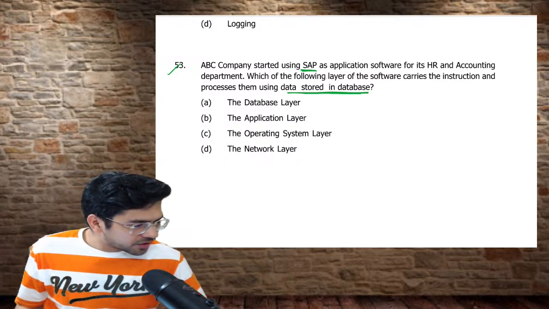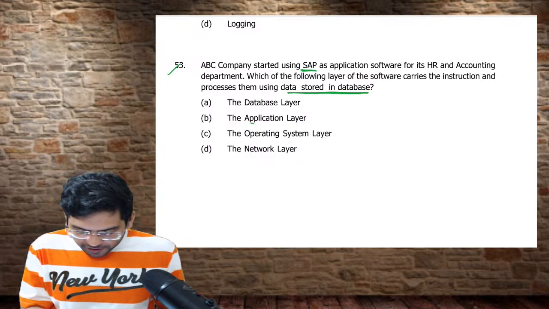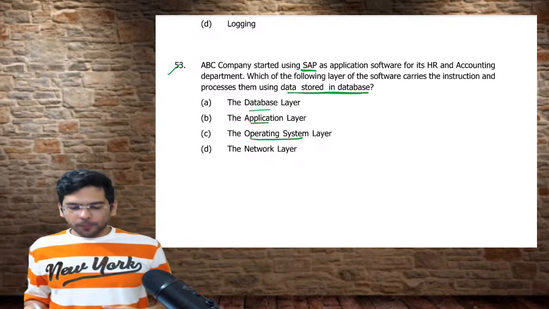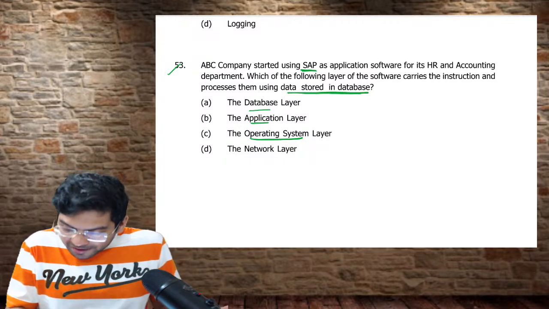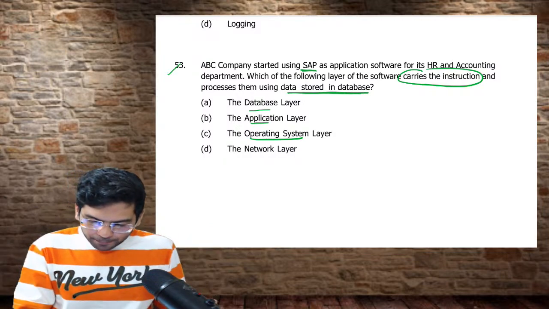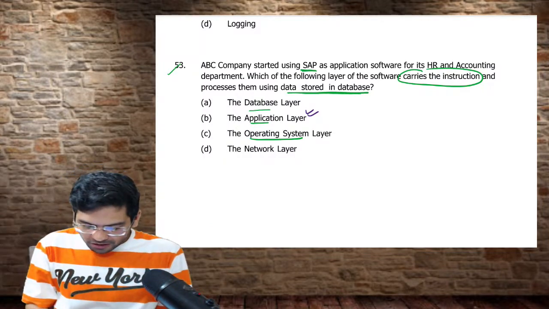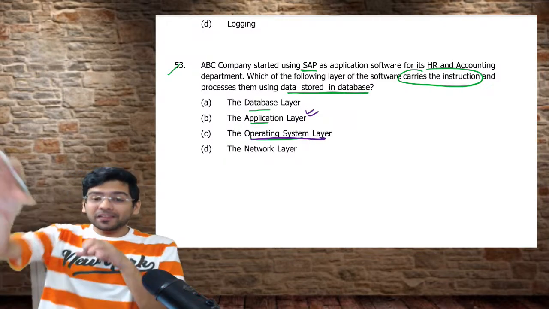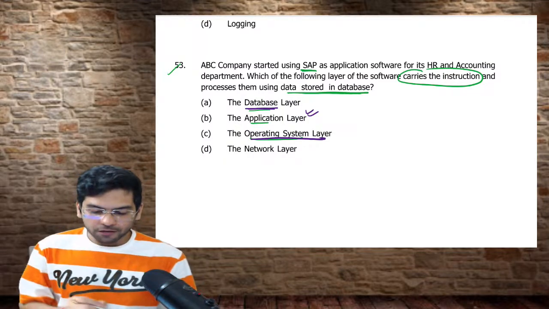Okay, Harshita is saying, see, now what has happened, please understand, there are 3 layers: application layer, operating system layer, database layer. So the question says which of the following layers carries the instruction. The instruction will be fed using the application layer. The processing will happen in the operating system layer, and the data which will be taken to do the processing is going to be taken from the database layer.